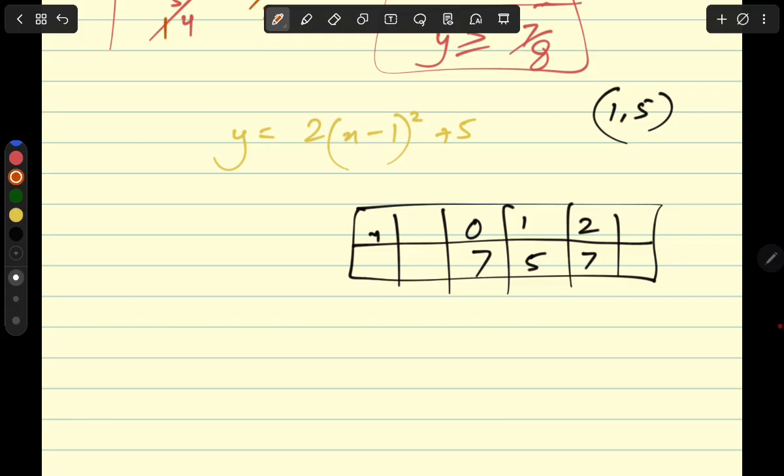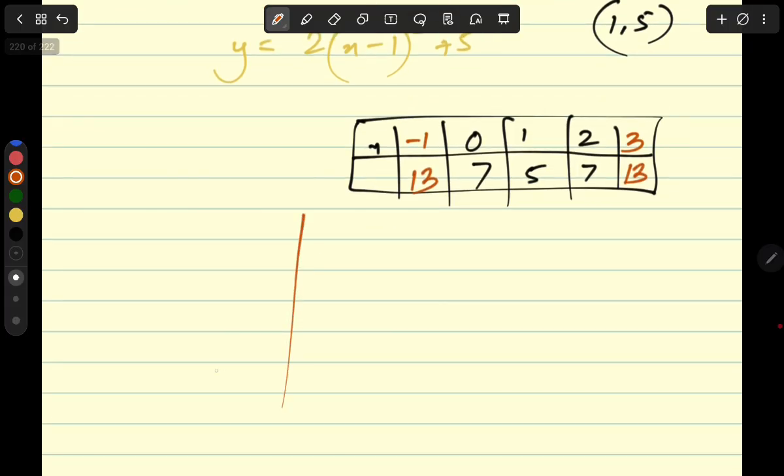Now, similarly, if I take x is equal to minus 1, or if I move right from this point by 2 units, likewise, I get x is equal to 3. Again, inside the bracket, I get either minus 2 or 2, squaring which is going to give me 4. 4 times 2 is 8. 8 plus 5 is 13. So this is going to become 13, and this is also going to become 13.